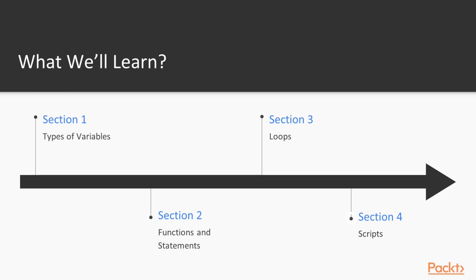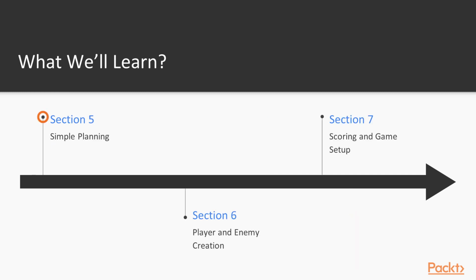After we've learnt those aspects, we'll already have the basics down and be ready to make our first game. We'll make a simple game and make use of a bunch of aspects from the prior videos to help solidify the knowledge using real-world examples. In Section 5, we'll go over some basic planning and setup for our game. Then, in Section 6, we'll move on to the creation of our player and enemies.